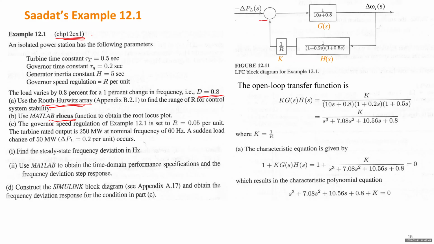To solve the characteristic equation, you make this one equal to 0, and you can solve for all the roots. Now s is the Laplace operator, which is the frequency, and K is the only unknown variable we want to solve for. If this equation has all roots on the left-hand side of the imaginary axis, the system will be stable. But because K is unknown, we need to find the range of K such that the stability can be maintained.